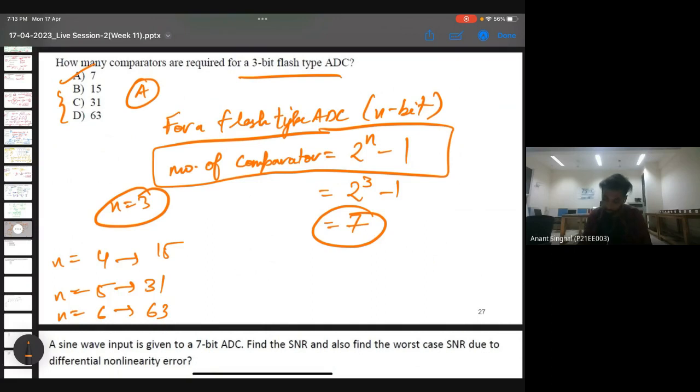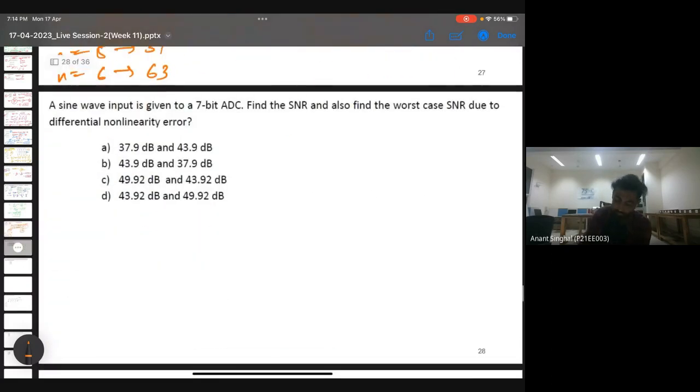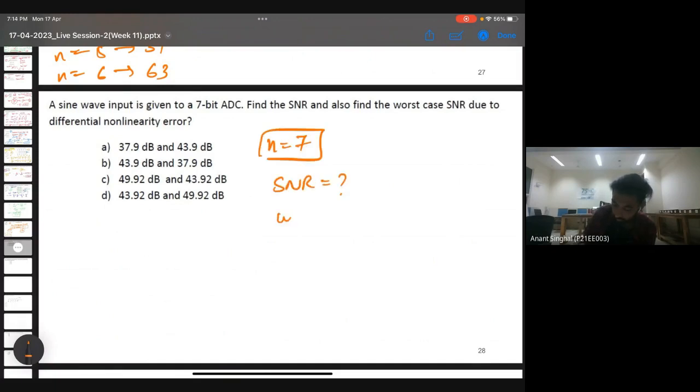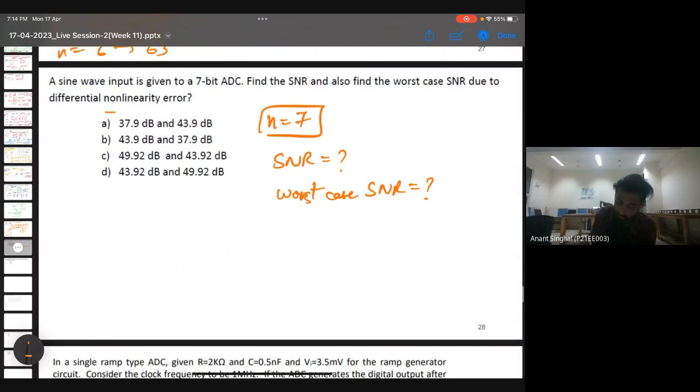So let's try one more question right now only. It says a sine wave input has a given 7 bits. So it is a 7-bit ADC, and it is asking for the SNR and the worst case SNR. The options are in dB, due to non-linearity, it is asking.